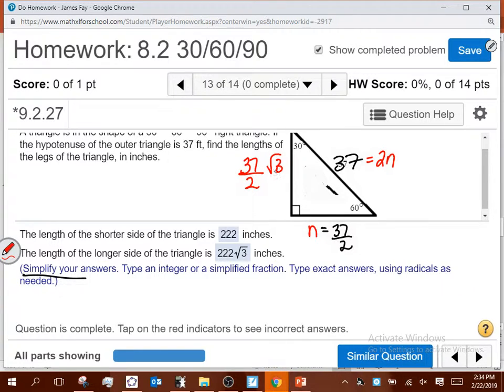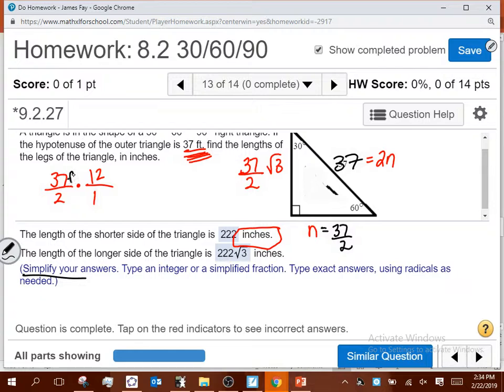Now, some people have been typing that stuff in. Type in 37 over 2, 37 over 2 radical 3, and hit enter, and it's wrong because what is that unit right there? Feet. What is that unit right there? Inches. So if I'm in feet, so if I have 37 over 2 feet, how do I change that into inches? Times it by 12, okay?